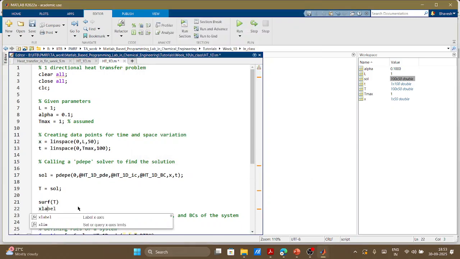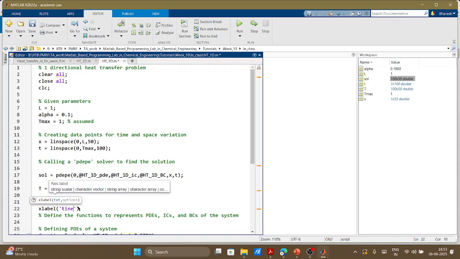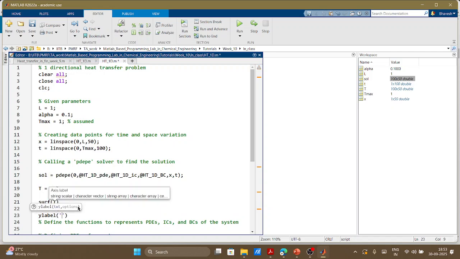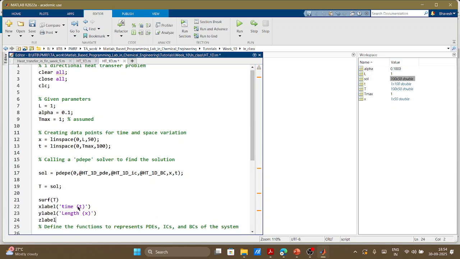Let's provide the x label. This will be your time. Y label is your distance x, not distance, rather length, since it's a rod, length x, time t. Z label is your temperature part. So capital T.